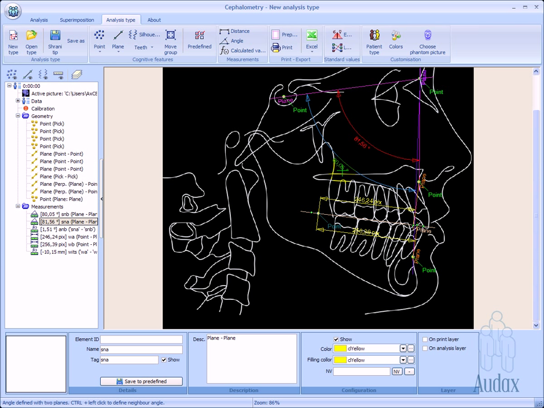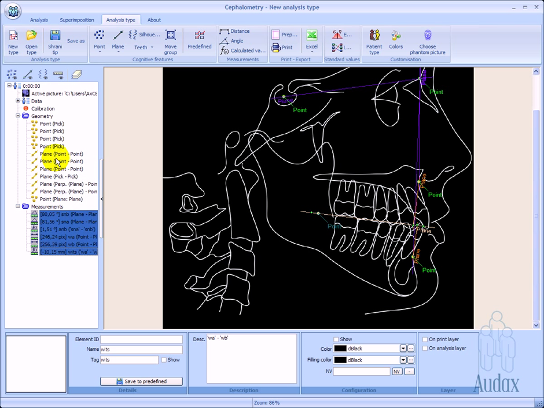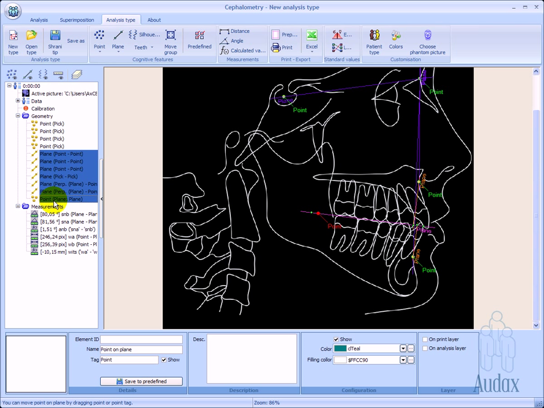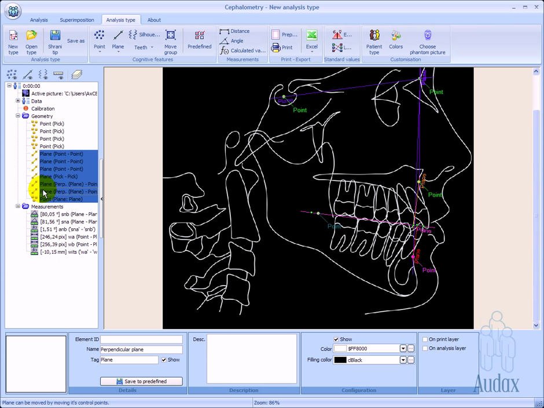The combined image is somewhat complex, so we can hide some elements on it. We can hide all the measurements and also some of the planes that are not needed by the analysis. The analysis type is now ready for further additions, where linkage between individual measurements and the appropriate normal values are defined, such as the standard deviation and mean value for the certain population or dentition.